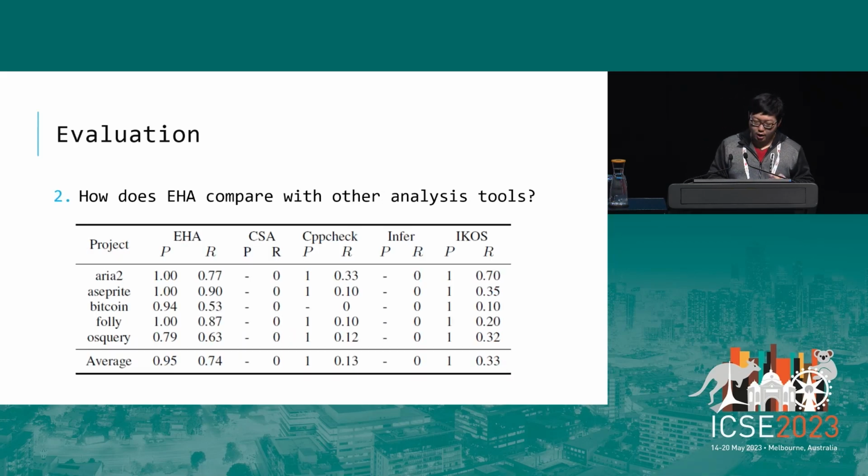Second, how does EHA compare with other analysis tools? We compared EHA with other tools on a handmade benchmark. We made this benchmark by randomly injecting EH bugs into these projects. In the table, P stands for precision and R stands for recall. We can see that our tool has a relatively high precision and a very high recall compared to other tools.